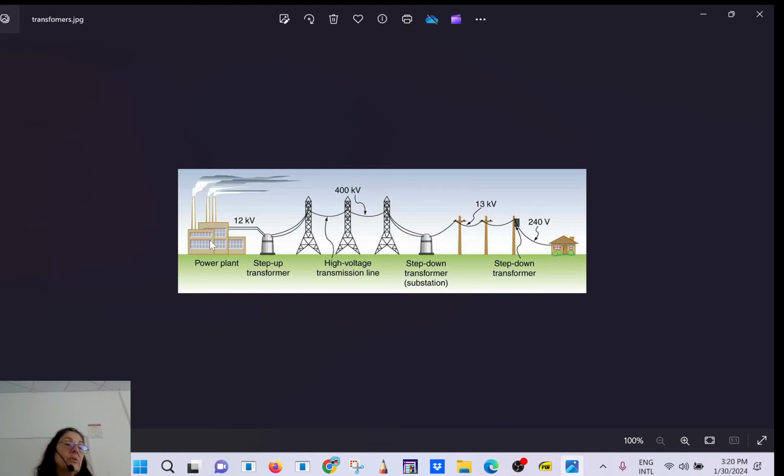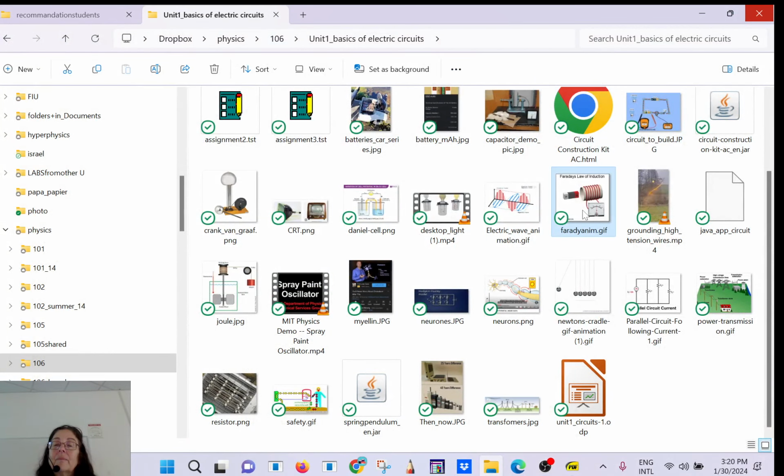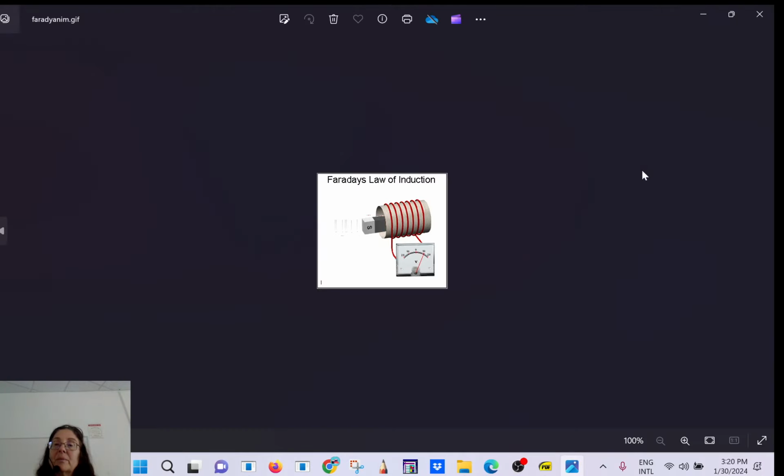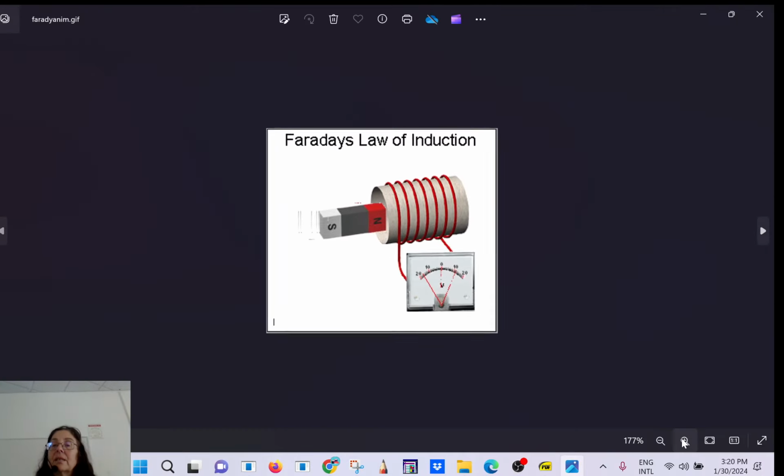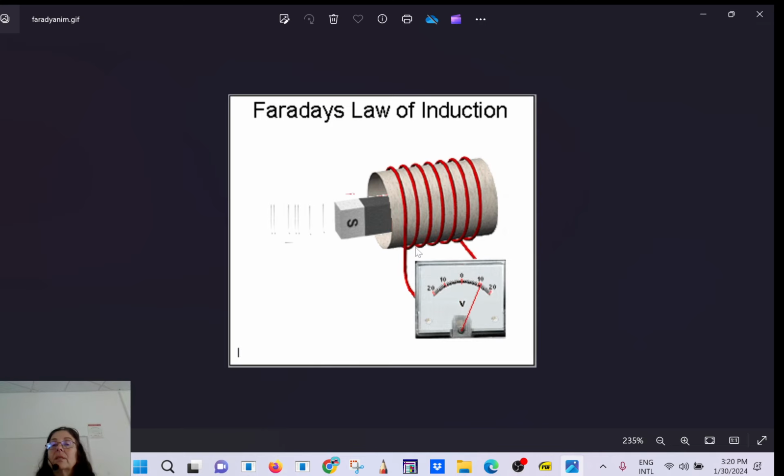But how do we produce it inside the power plant? That will be the principle. It's called Faraday's law of induction. So here's the way it works. This is your house here. This is your power plant. And you have a wire, so it's a coil going around and around and around. And you take a magnet. Of course it's not going to be a magnet, it's an electromagnet that will be pushed in, pushed out, pushed in, pushed out. So that's where the frequency comes from.